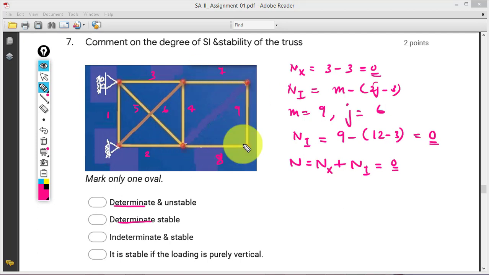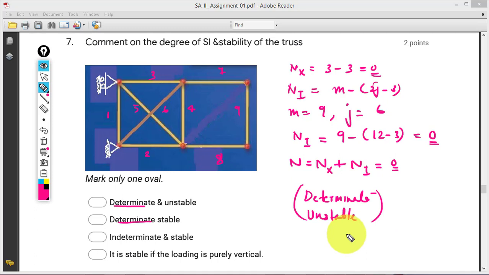There can be some geometrical distortion if there is some load acting on the frame. So that means there is actually one member missing. This kind of form is internally unstable. So your answer will be that the truss is determinate and unstable. What type of instability do we have? Externally it is stable, because we have three external reactions, but internally it is unstable. So the option is determinate and unstable.